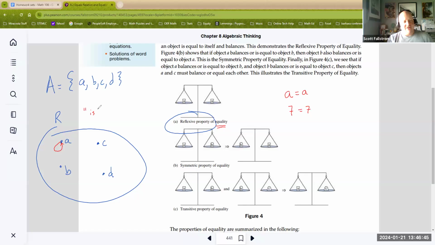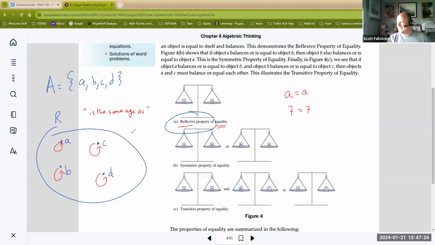Think about is the same age as, okay? Is greater than or equal to, that would be another one. Is as tall as, right? Is dating, is married to. All of these things are relationships that we would consider reflexive because every object would be related to itself. Okay. So there's plenty of pieces.